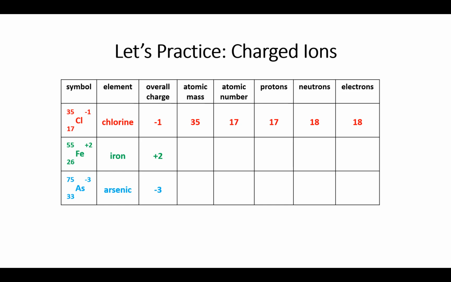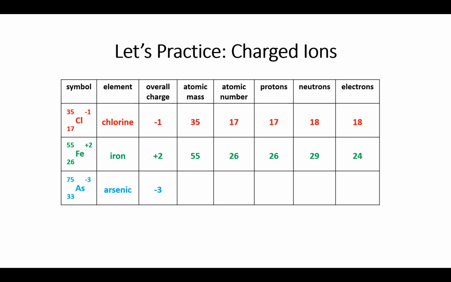Moving on to iron. Iron has a +2 charge. Please write down the atomic mass and the atomic number. All right, moving on. We're going to do protons, neutrons, and electrons again. Be careful with your electrons. Make sure you realize there's a +2 charge on this ion. Okay, protons should be easy. Neutrons should be easy. You had to stop for a moment and think about the electrons.